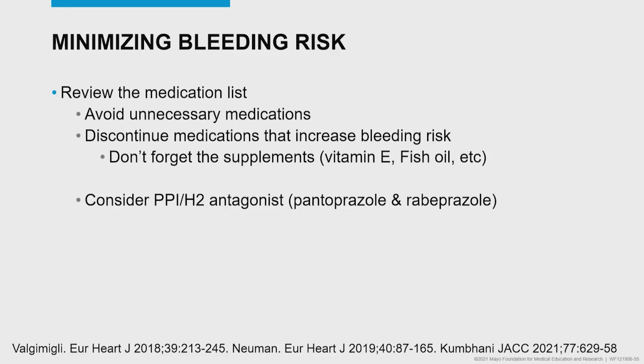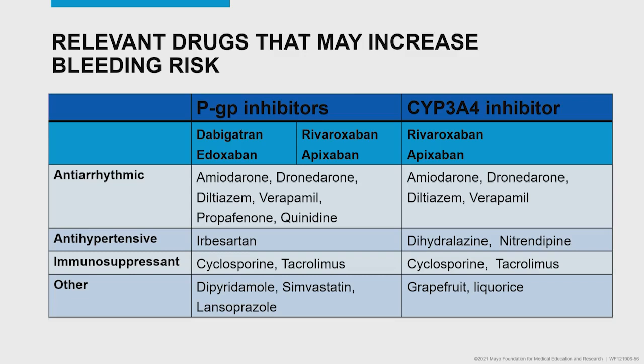Consider using a PPI or H2 antagonist in patients with a history of gastric bleeding. These are some of the common medications used in cardiology that will have interactions with dabigatran, with all of the DOACs, or with just rivaroxaban and apixaban, and will increase the bleeding risk.